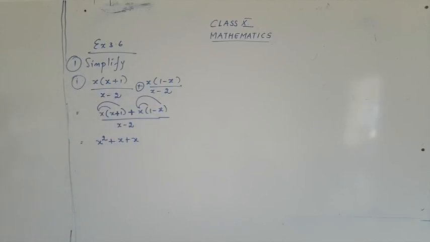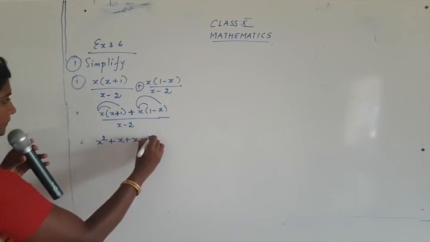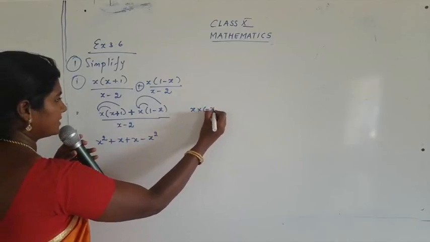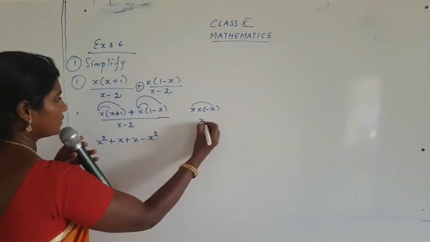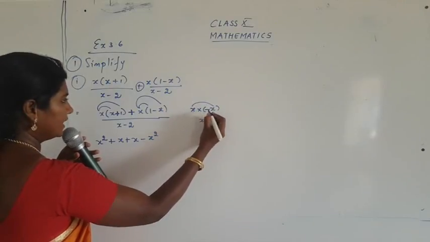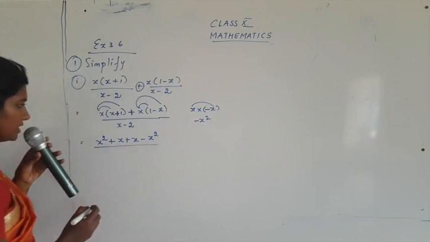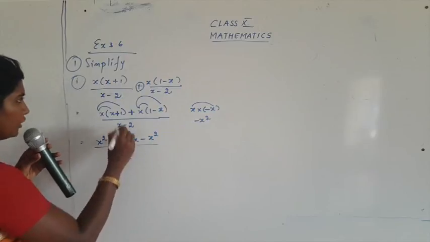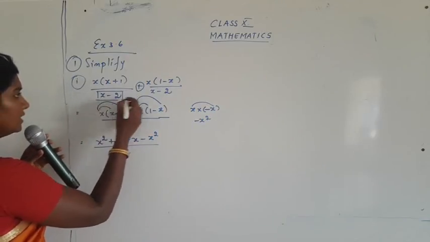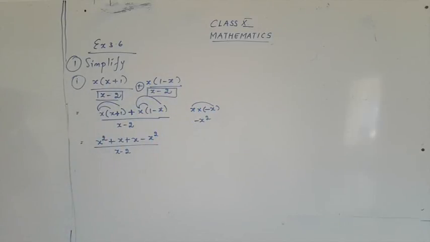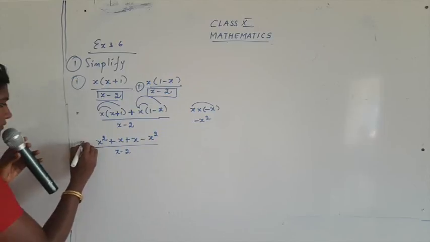What's the answer for x into minus x? Minus x square. It's x into minus x. x into x, x square. We have only one negative sign, so the answer becomes minus x square upon, what is the denominator? x minus 2. The denominators were the same, that is, it was with like denominators, so we have taken the denominator together as a common denominator. Now, just see what is the next step.